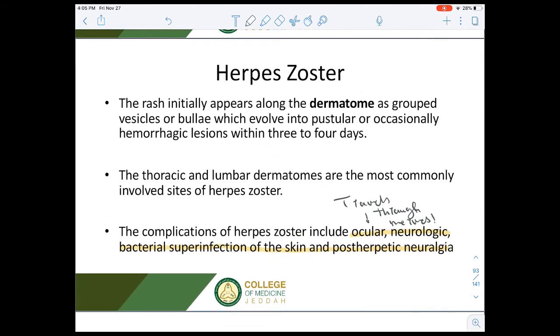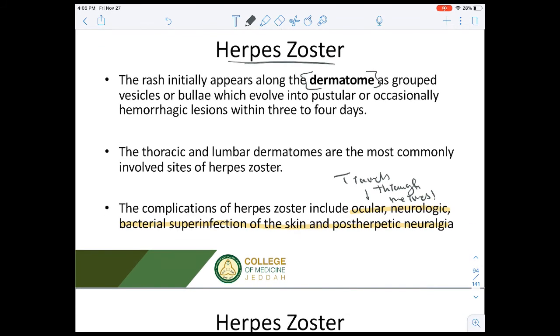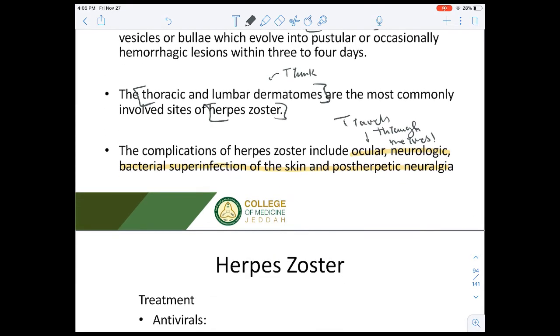And then you could also see the herpes zoster rash eventually appears along the dermatomal distribution, as we have mentioned before, and the thoracic and the lumbar dermatomes are the most commonly involved sites of herpes zoster. So usually it arises on the trunk rather than on the peripheral sides of the body. The complications include ocular, neurologic, bacterial superinfection of the skin, and postherpetic neuralgia.